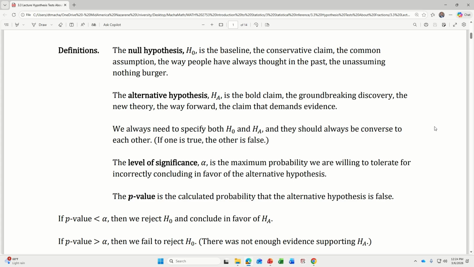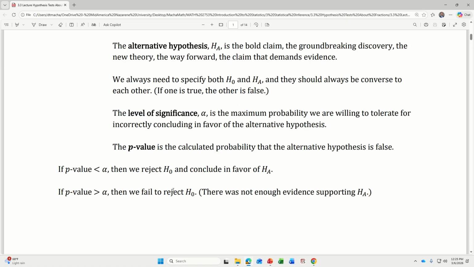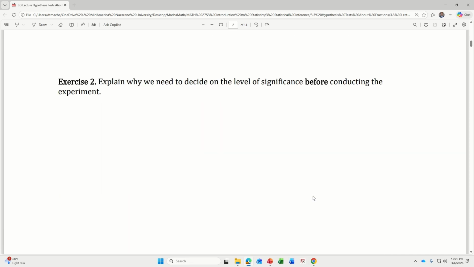And then the p-value is actually something that's calculated. That's the probability that the alternative hypothesis is false. So we want the p-value to be small. If the p-value is less than the level of significance, we reject the null and we conclude in favor of the alternative hypothesis. If the p-value is greater than the level of significance, we fail to reject the null hypothesis. That means there wasn't enough evidence.